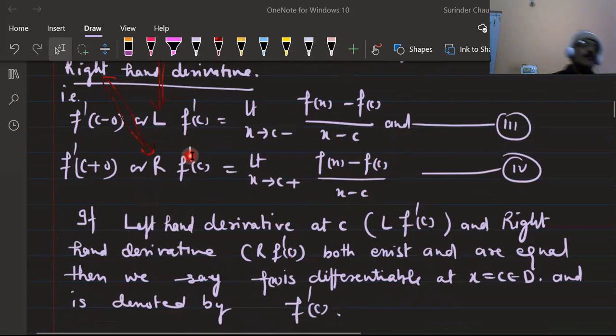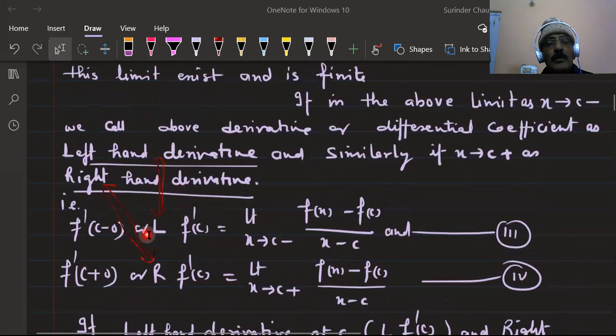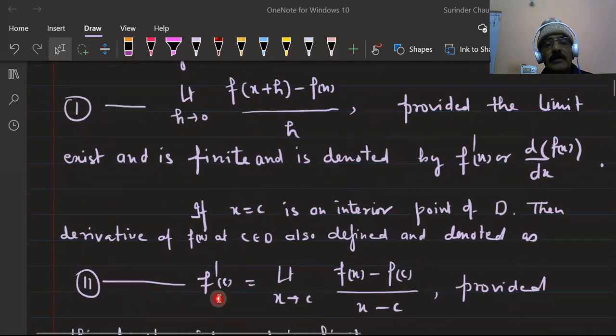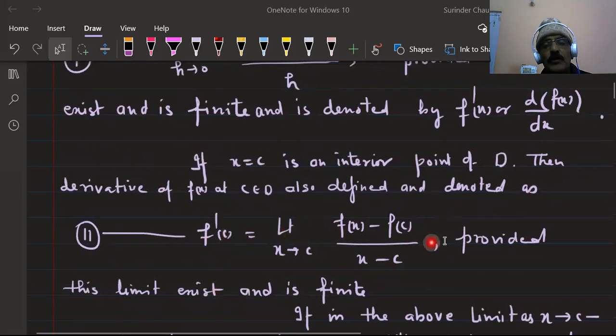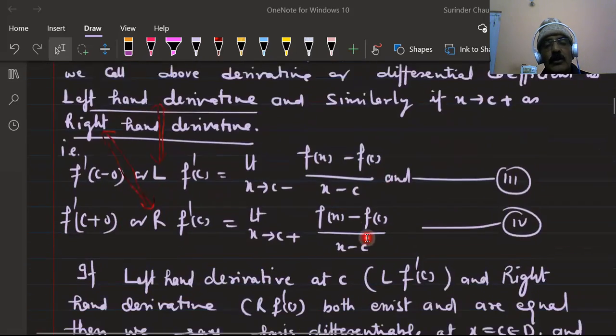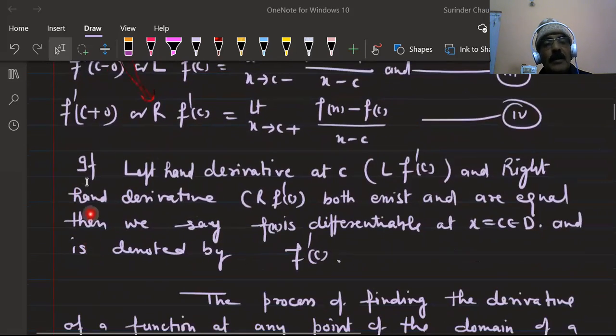Now, when will we say that the function is differentiable at a point? When both the limits, this limit and this limit, exist, then and only then this f is said to be differentiable at this point. So the interpretation of this is: if the left hand derivative at c and the right hand derivative at c both exist and both are equal and they are finite numbers, then we say that f is differentiable at c and equal to f dash at c.